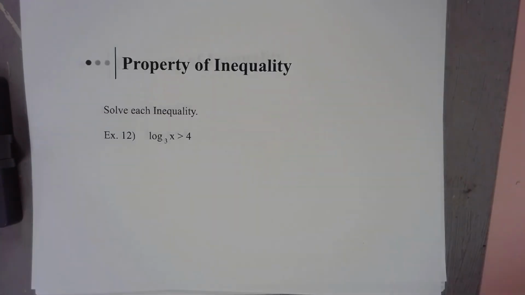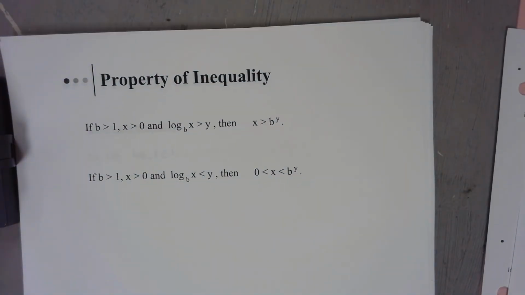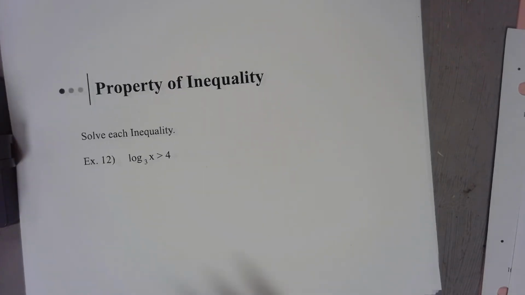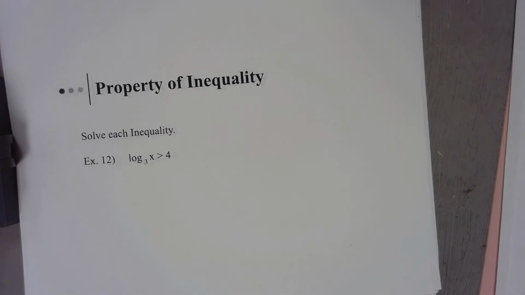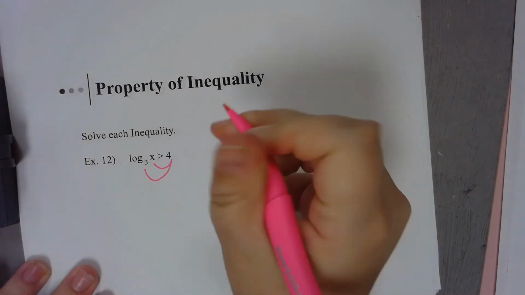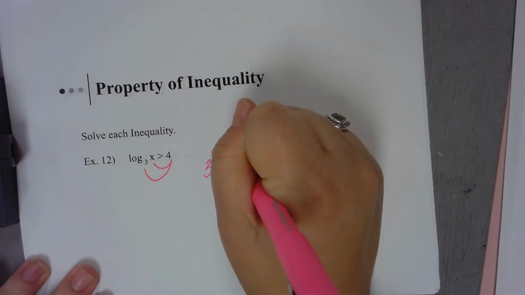Let's look at the next one. If b is greater than 1 and x is greater than 0, and log base b of x is greater than y, then x is greater than b to the y power. If b is greater than 1 and x is greater than 0 and log base b of x is less than y, then x is in between 0 and b to the y power. Okay, so let's just dive into this. We're going to start by doing the swoosh, just like we would do if there were an equal sign there. And that's going to be 3 to the 4th is greater than x.